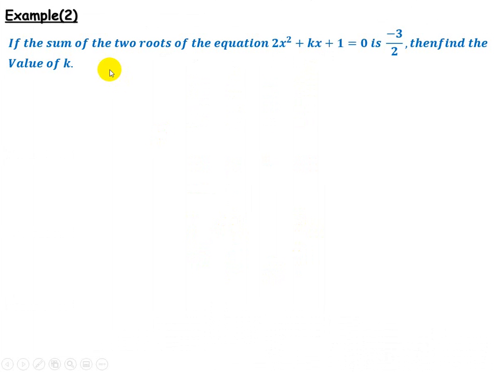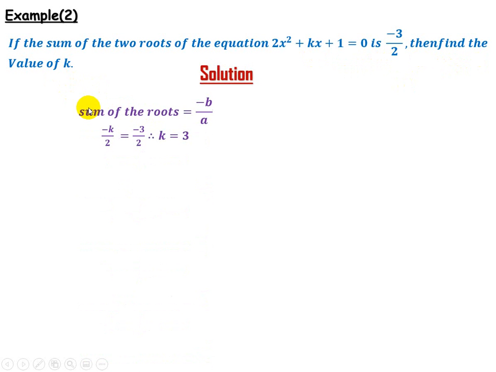Example number 2. If the sum of the two roots of the equation 2x squared plus kx plus 1 is negative 3 over 2, then find the value of k. So here, the sum of the roots equals negative b over a, which means negative k over 2. So negative k over 2 equals negative 3 over 2. Crossing out 2 with 2, so k equals 3.